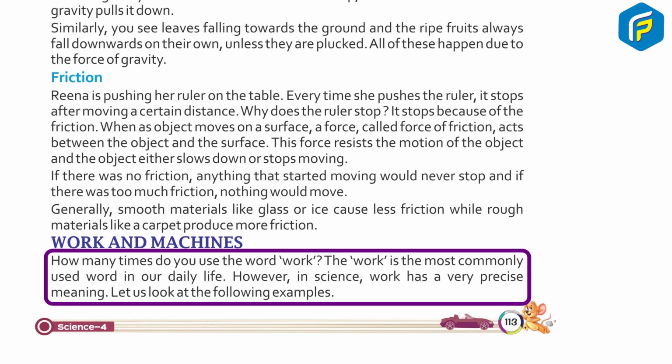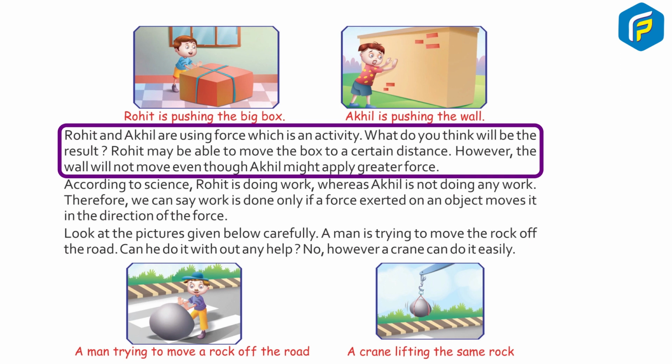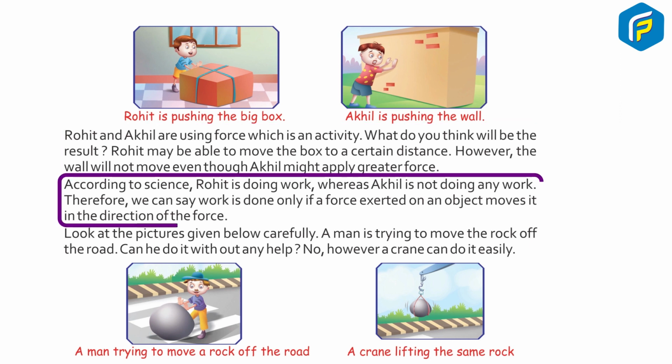Work is the most commonly used word in our daily life. However, in science, work has a very precise meaning. Let us look at the following examples. Rohit and Akhil are using force, which is an activity. What do you think will be the result? Rohit may be able to move the box to a certain distance. However, the wall will not move even though Akhil might apply greater force. According to science, Rohit is doing work, whereas Akhil is not doing any work.